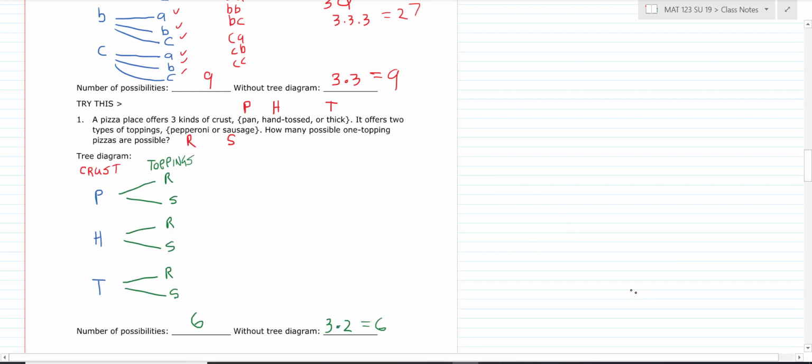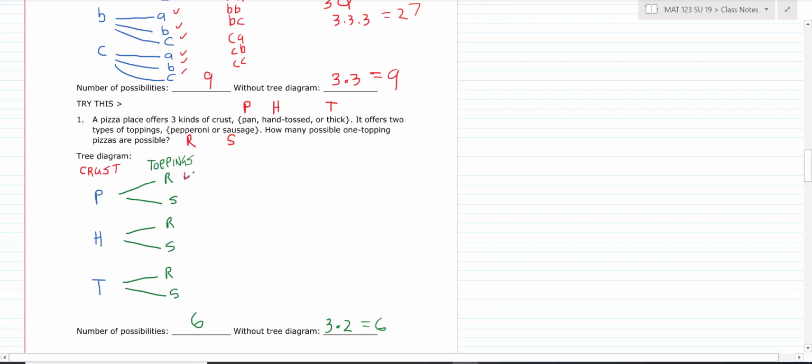Okay, here's what you should have come up with. All right, so it's going to go like this. You got 2 branches here. You have 2 types of crust, or 3 types of crust. Then you have 2 toppings. So I just let P, H, and T be my variables. Pepperoni, I didn't want to use P again, so I used R. So R and then sausage. Okay, so what you'd have is if you had a pan crust, then you could either go pepperoni or sausage, hand-tossed pepperoni or sausage, thick pepperoni or sausage.